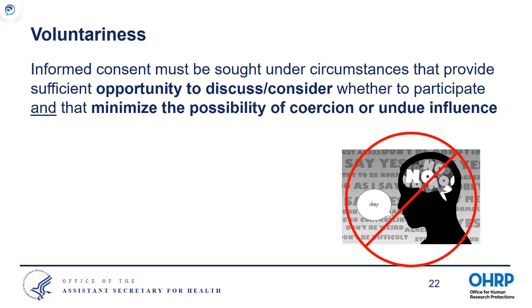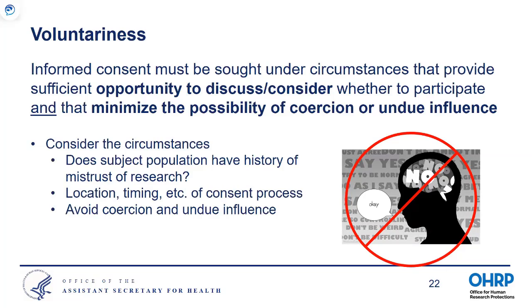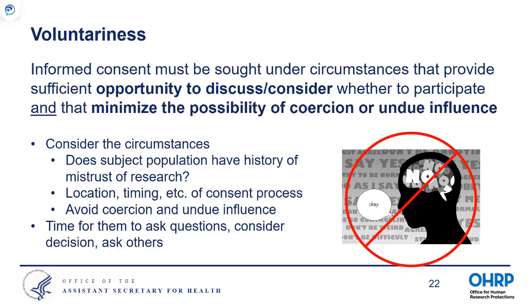So voluntariness, right? Informed consent must be sought under circumstances that provide sufficient opportunity to discuss and consider whether to participate, and that minimize the possibility of coercion and undue influence. So I think that, in order to think about that, you really need to consider the circumstances, right? This year's already talked about how important context is. So circumstances related to your subjects.